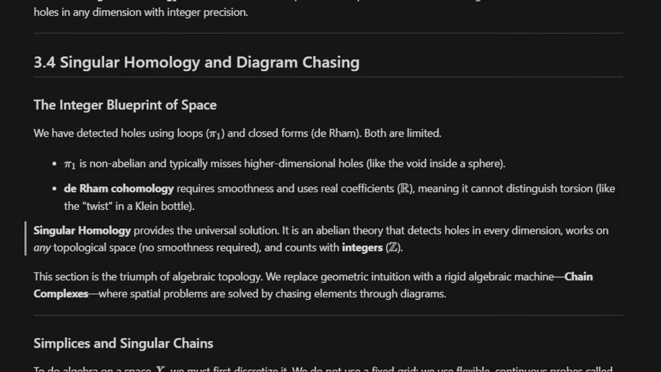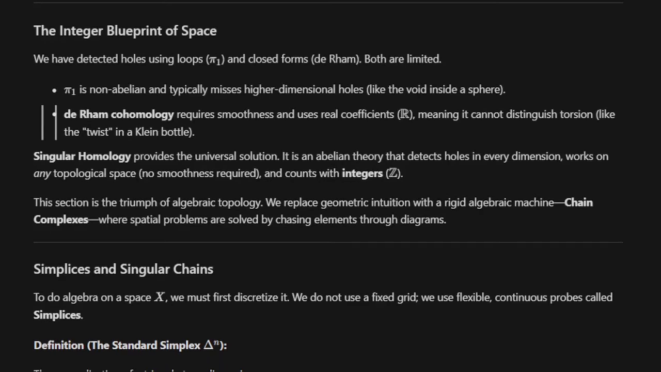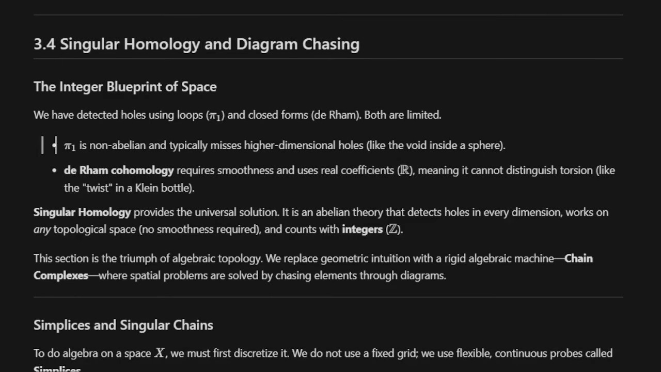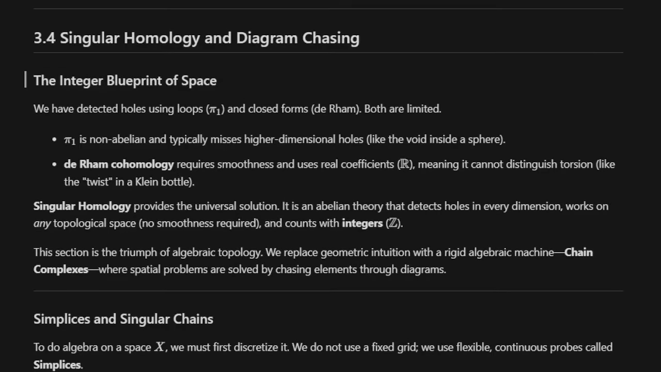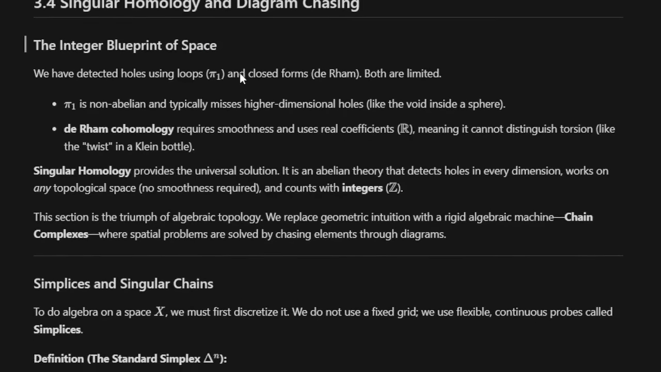So we need a machine or a tool that works in any dimension. We need to count holes in 3D, or 4D, or 100-dimensional spaces using nothing but integers. So now we need to discretize space, again, into triangles and try to construct a machine that counts holes in any dimension with integer precision. So we need to then have the integer blueprint of space.